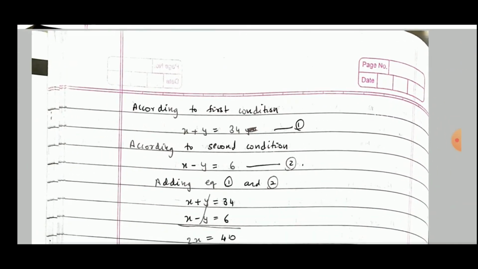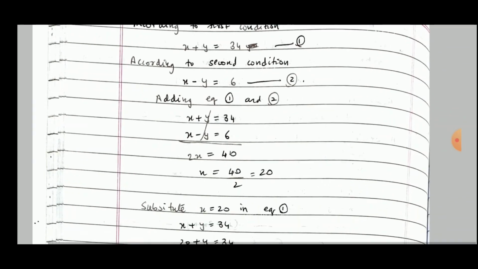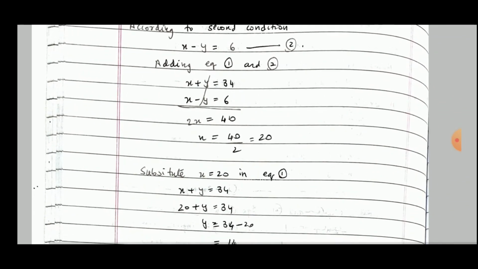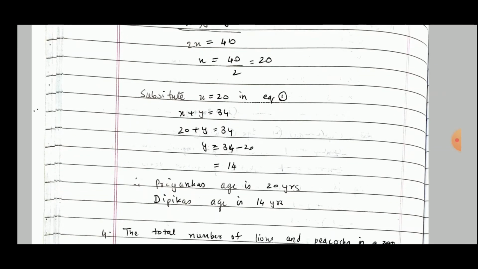According to the first condition, the sum of the ages is 34, so x plus y is equal to 34. And the difference in the ages is 6 years, since Priyanka is elder to Deepika by 6, so x minus y is equal to 6. Adding 1 and 2, you get 2x is equal to 40, x is equal to 20 and y will be equal to 14. So Priyanka's age is 20 years and Deepika's age is 14 years.